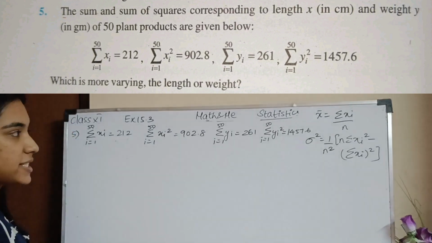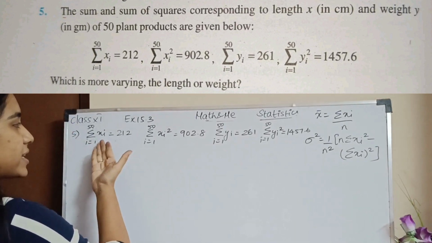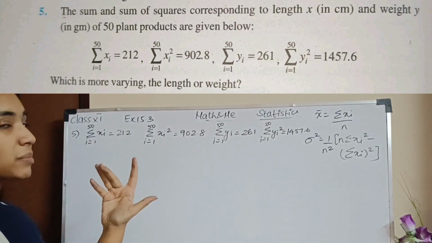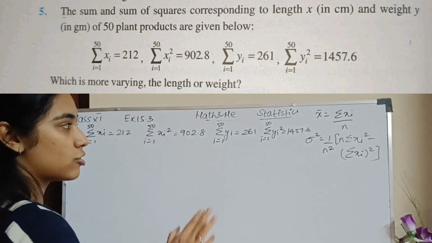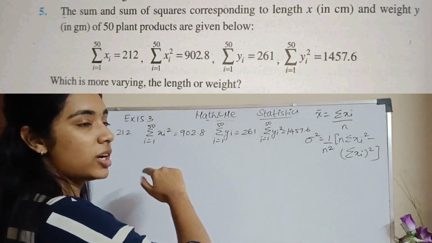Last and the final question of the exercise. I am given two sets of data, x and y. I am also given the summation directly. So I have sigma xi is 212 and sigma xi square is 902.8. Same for yi. Here I do not have any frequency.